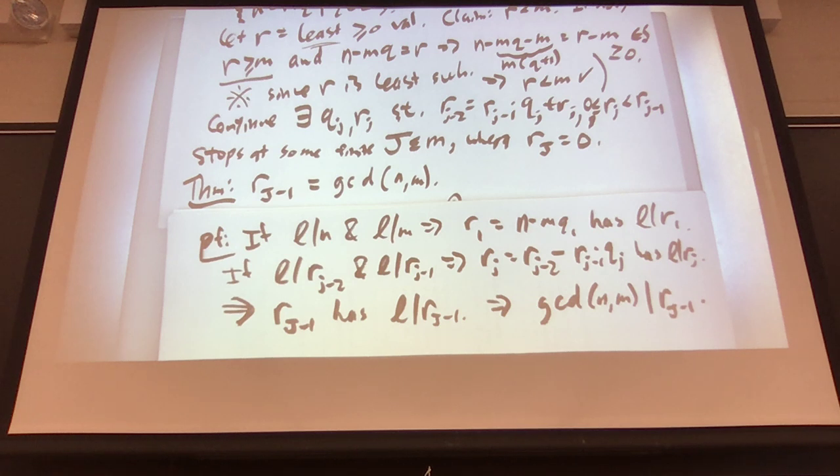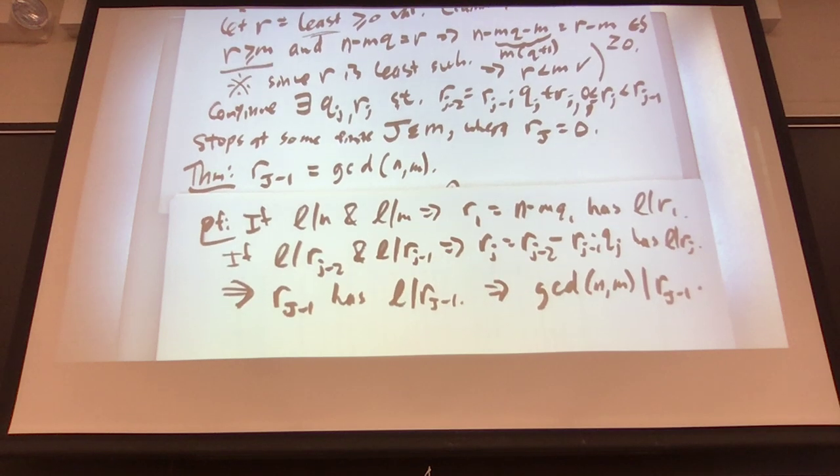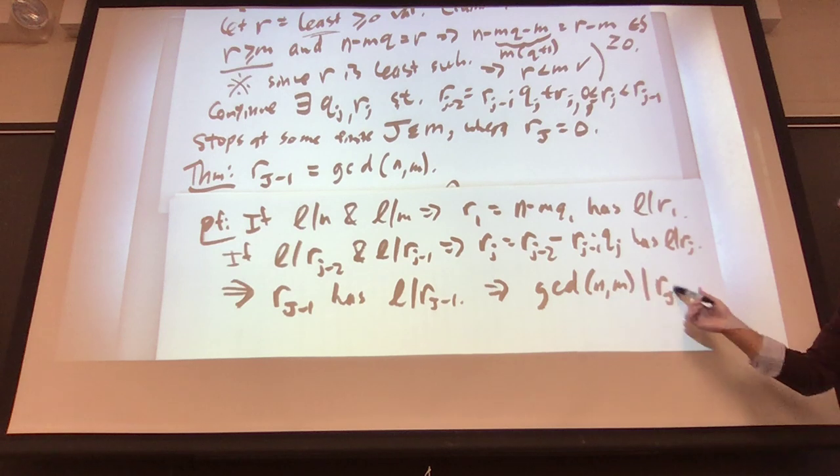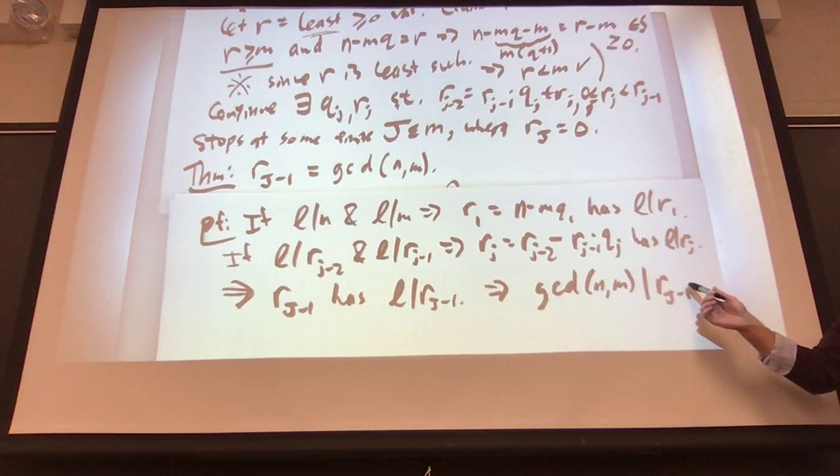So that's one direction. Does that make sense? We're seeing why does this algorithm actually give us the GCD? Well, when it stops, it has to give us a number at least as large as the GCD. It gives us some multiple of the GCD.